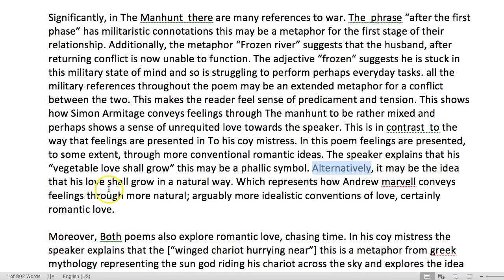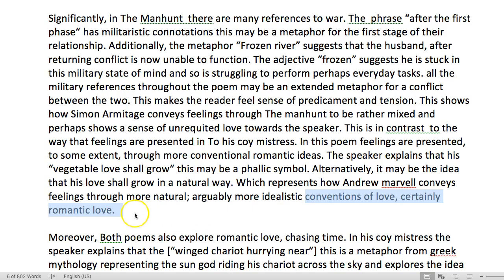It may be the idea that his love shall grow in a natural way, which represents how Andrew Marvell conveys feelings through more natural, arguably more idealistic conventions of love, certainly romantic love. Well, you haven't actually shown how he uses romantic conventions here, in the way that he talks about each part of her in a list, if you like. It's really difficult to say whether this is a romantic poem. I certainly don't read it that way, but you're allowed to, as long as you prove it and put the quotations in.